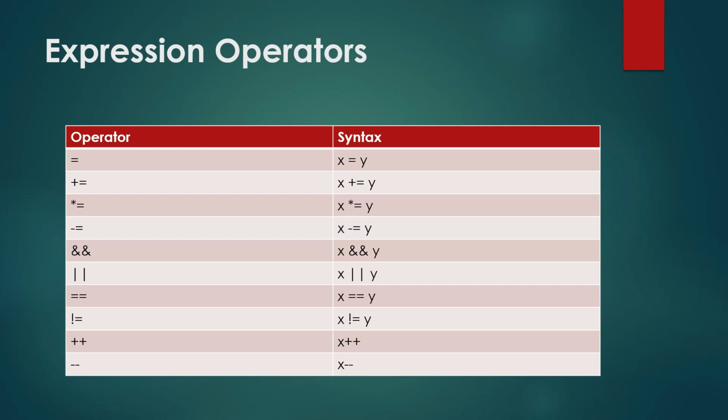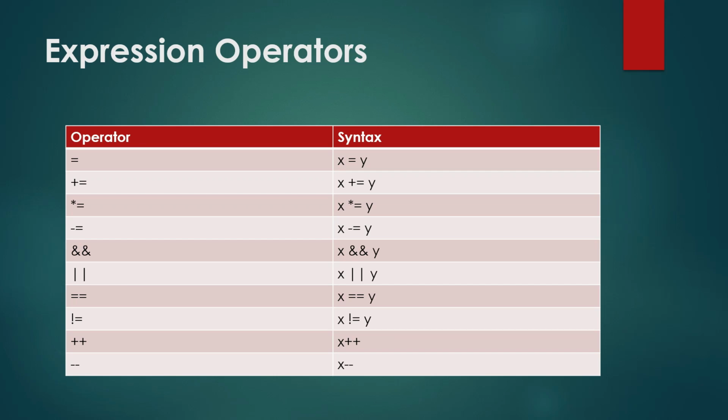Equal to. Basically this operator will compare the values of x and y. If the values of x and y are the same, then it will return true, otherwise false. Not equal to, the next operator. If the values of x and y are not the same, then it will return true, otherwise false. If they are equal, it will return false.